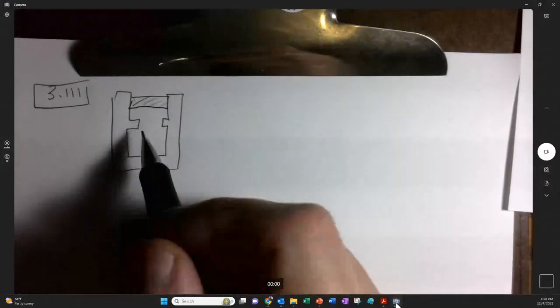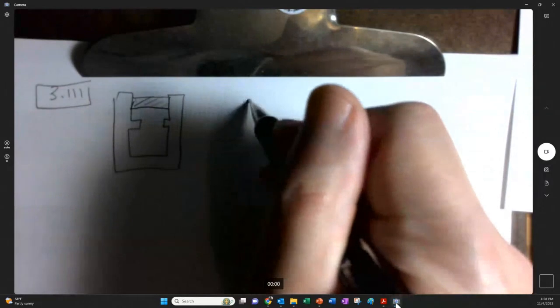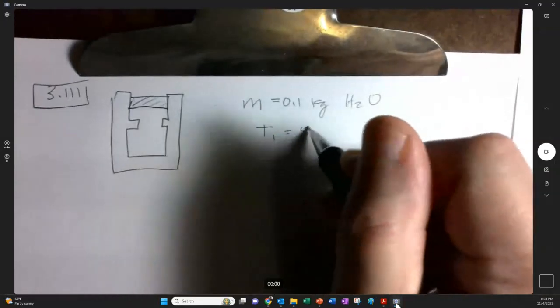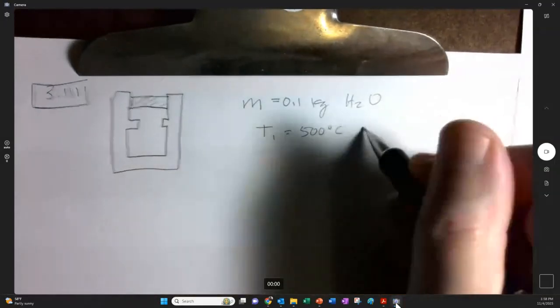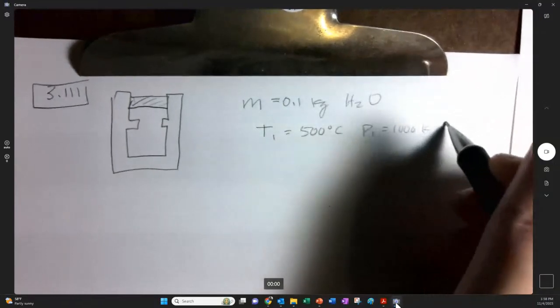It's not a very good picture. But they do say, let's see, the piston has the mass of 0.1 kilograms of water, and the temperature is initially at 500 degrees Celsius, and the pressure is 1,000 kilopascals.